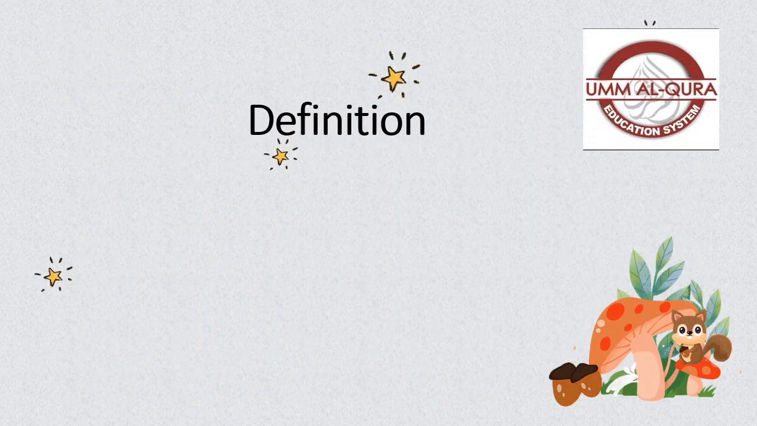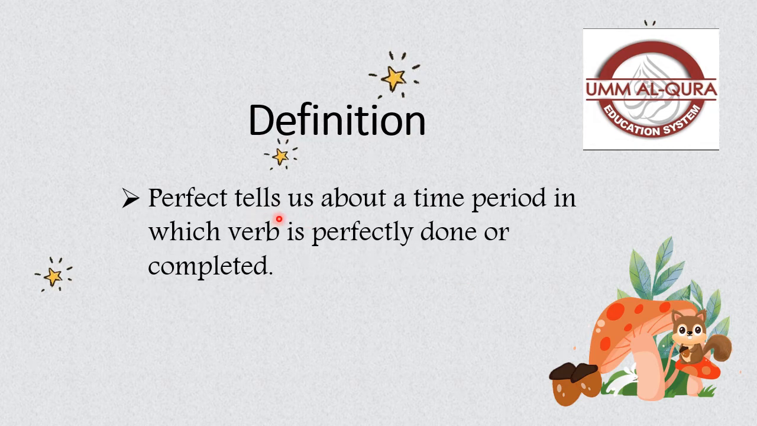Definition of present perfect tense. Present perfect tense, obviously, as you can understand by the name, perfect tells us about a time period in which a verb is perfectly done or completed. Verb, you know that it's an action word, is called verb. Everything you are doing is called a verb. For example, I am talking or delivering a lecture, it's a verb. So it tells us about the verb which is perfectly done. You have started some work and you have completed your work in the given time, it's called perfect.